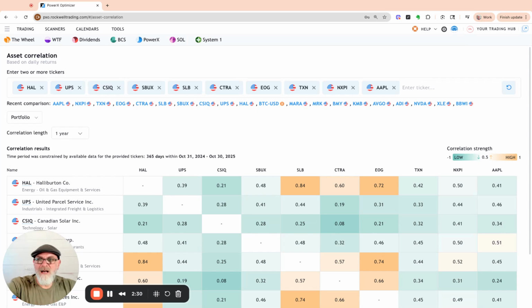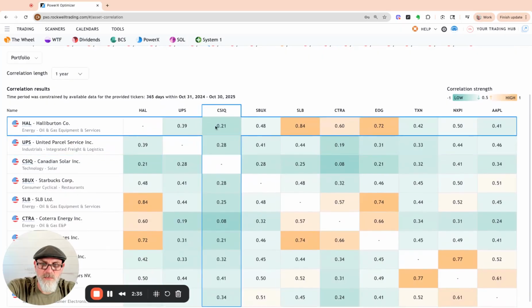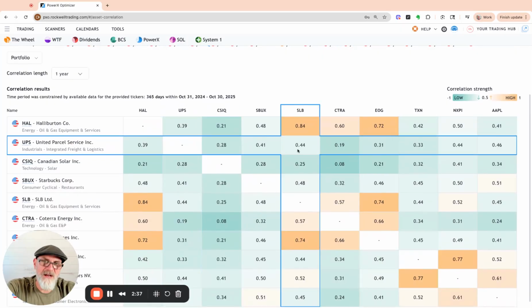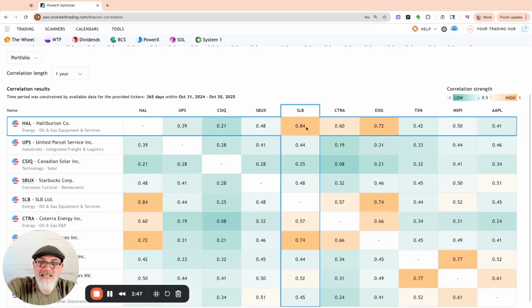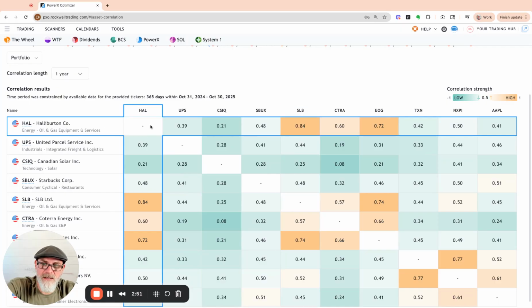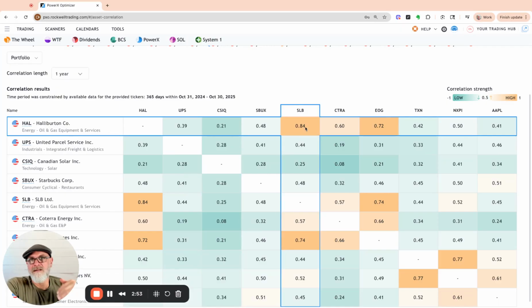So here I have a few different stocks all together, and we see the symbols below and this shading here that lets us quickly visualize where there might be some symbols that are more correlated. And right now, Schlumberger, the ticker SLB, stands out with a correlation of 0.84 compared to Halliburton. So Halliburton and Schlumberger are highly correlated.